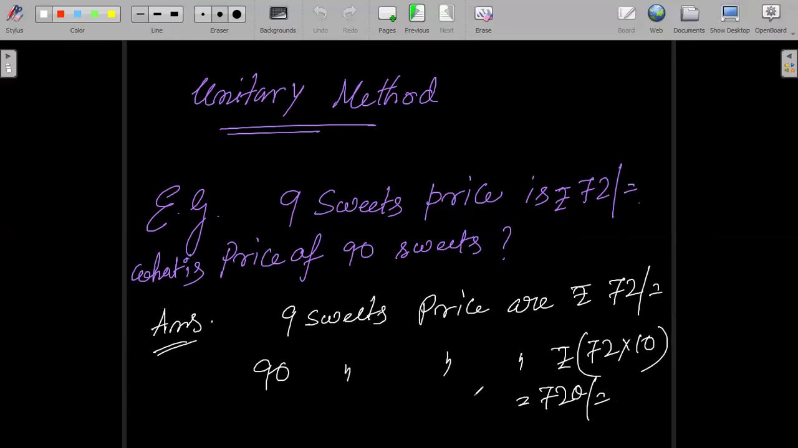So we can do it very easily, but the problem arises when the question does not come in such an easy format, or the ratio of the price is not so easy to understand.